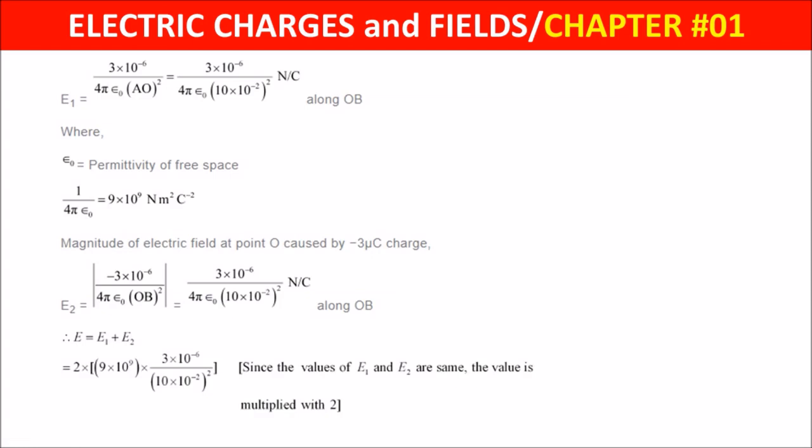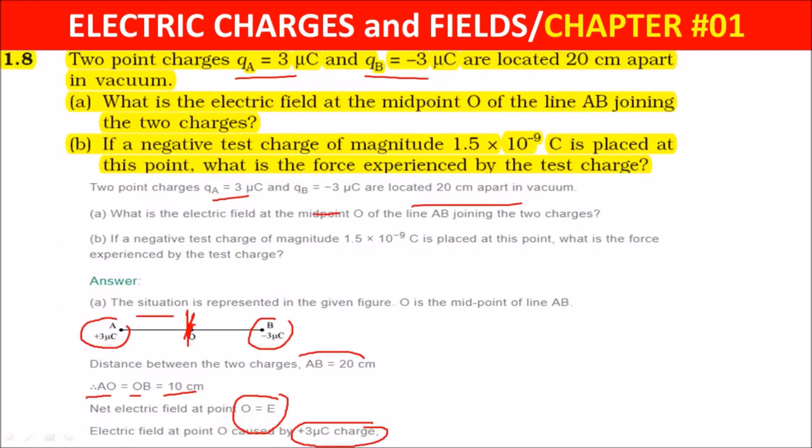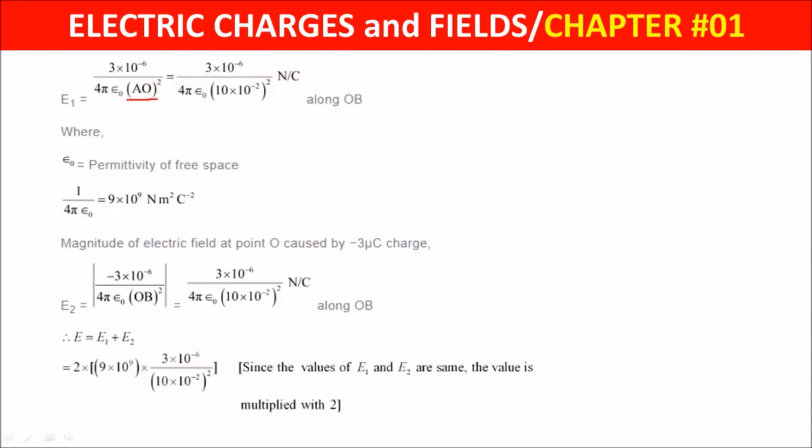So it can be calculated as E1 is equal to, because the formula is, 3 into 10 to the power minus 6 upon 4 pi epsilon naught upon OA, that is the distance between the 2 points A and O. So we are calculating due to the plus 3 microcoulomb charge. So it is given in Newton per coulomb.